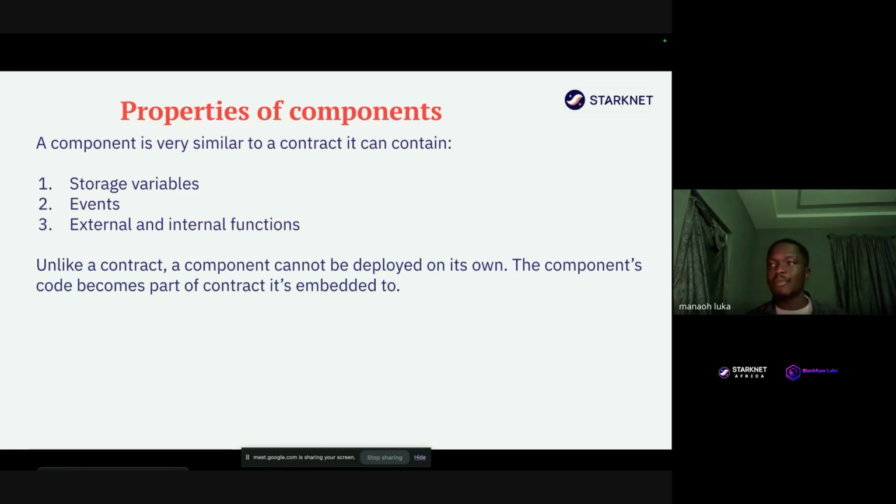Let's say it's a swap contract. If you embed it into that component, automatically all the functions contained inside of that particular ERC20 component are going to be in your swap contract. Thus your swap contract is going to inherit all those other things the component has, like the storage, the events, and the functions contained inside of it.